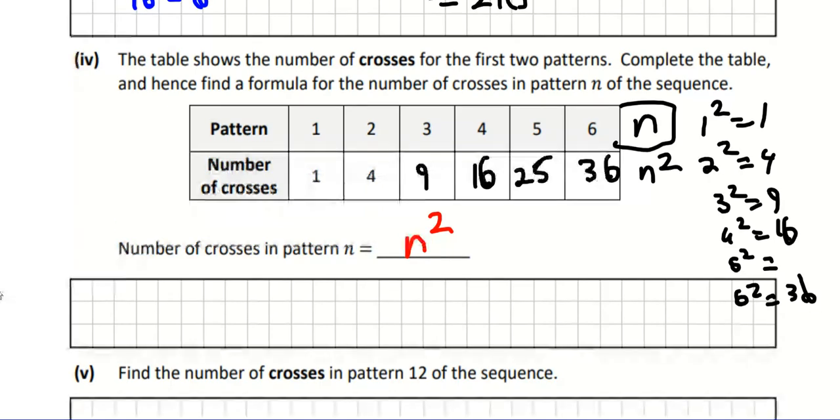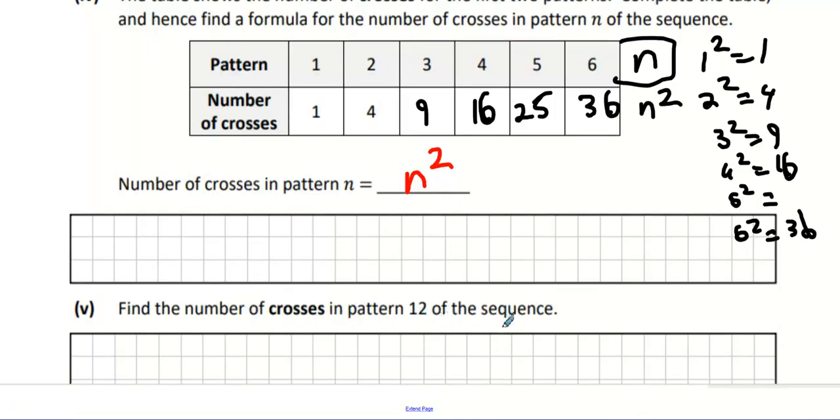Now, find the number of crosses in pattern 12. No bother. So for this sequence, it's Tn equals n squared. Replace n with 12 to get T12. And you're just going to get yourself 144.